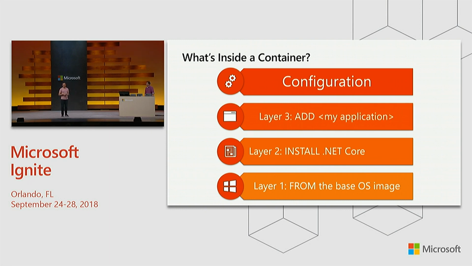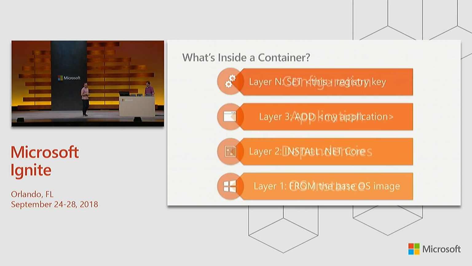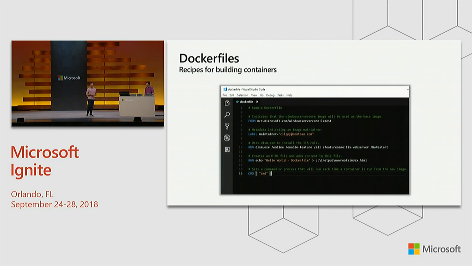Then we have a layer for the application. So we actually add the application in. We basically copy the binaries in. And then we do our configuration. Maybe it's setting a registry key. Maybe it's tweaking a config file, setting a web config, whatever that happens to be, right? And that's what represents what we call a container image. And the way we do this is through what we call a Docker file. It's really just a script.